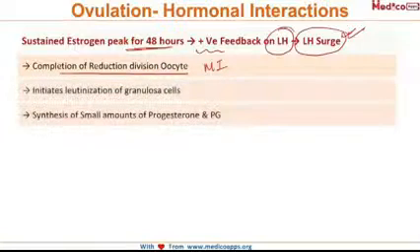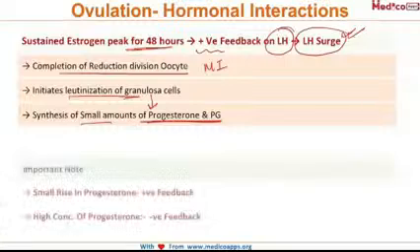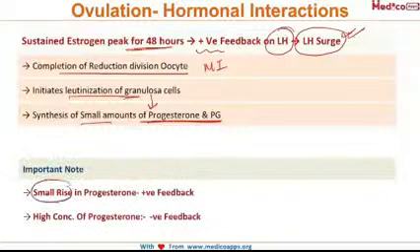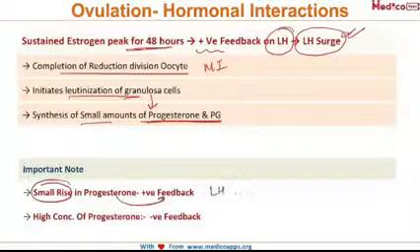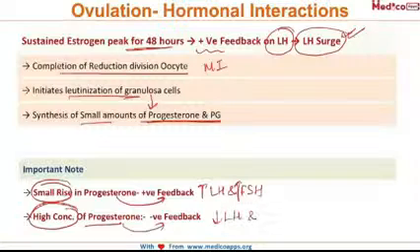Secondly, it initiates luteinization of the granulosa cells, and from these luteinized granulosa cells, there will be synthesis of a small amount of progesterone and prostaglandins. Now, I have already told you that a small concentration of progesterone leads to a positive feedback action on the LH and the FSH, subsequently increasing their values. Whereas a high concentration of progesterone has a negative feedback action on the LH and FSH, subsequently decreasing both the FSH and the LH.